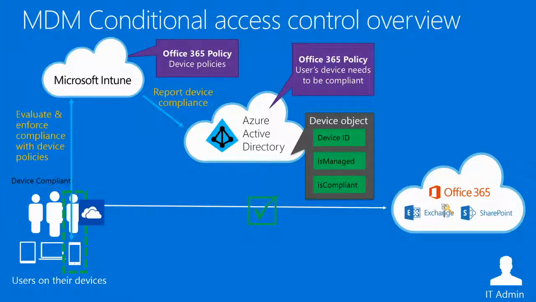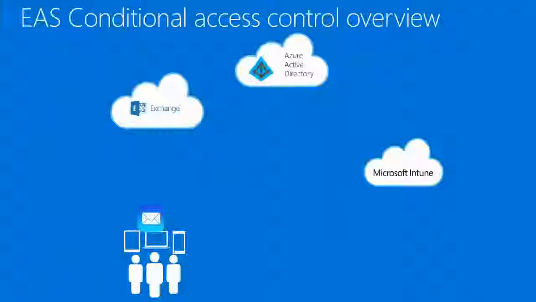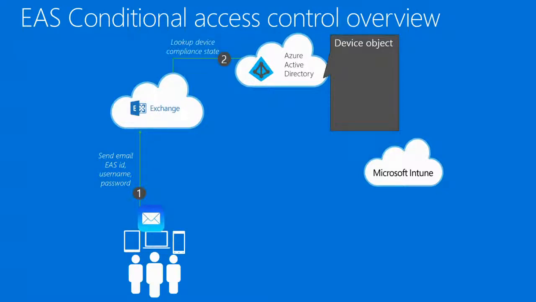Now that works when the app itself has been integrated with what we call the ADAL libraries, or the Azure Active Directory libraries. For EAS, it works a little bit differently. We don't modify the app itself. We have the EAS server do the work for us. So from your EAS client, you connect to Exchange, and you automatically send the EAS ID and the username and password. Exchange then will talk to Azure Active Directory and check to see whether this particular user is subject to conditional access. If it's not, then it just goes down and does the standard EAS policies.